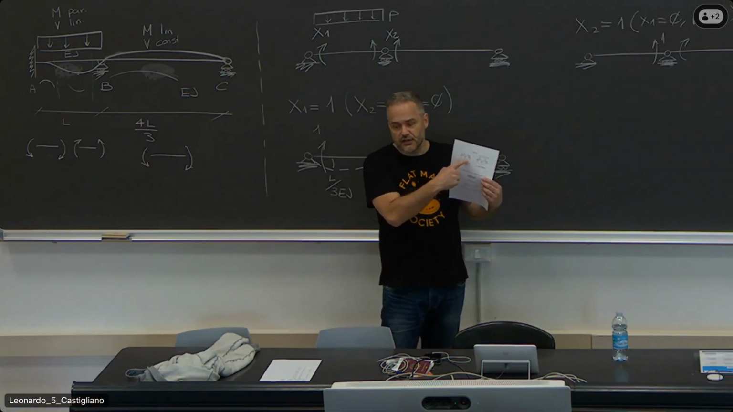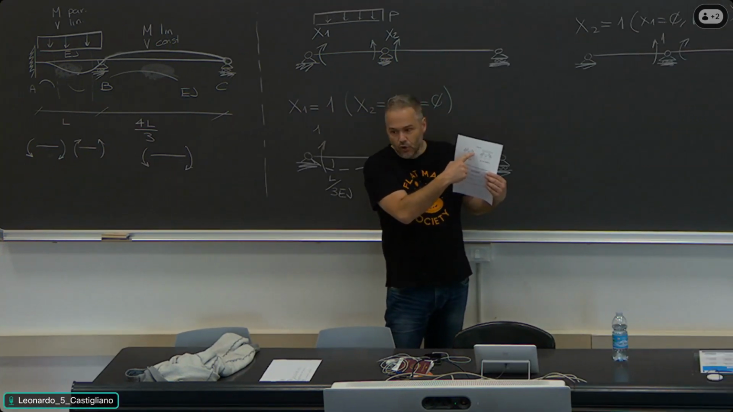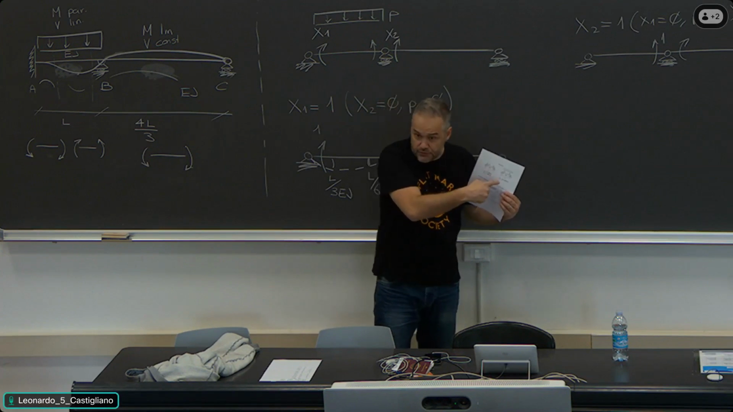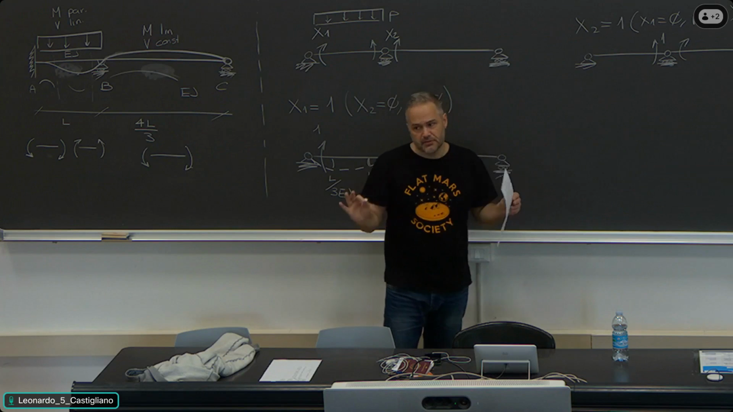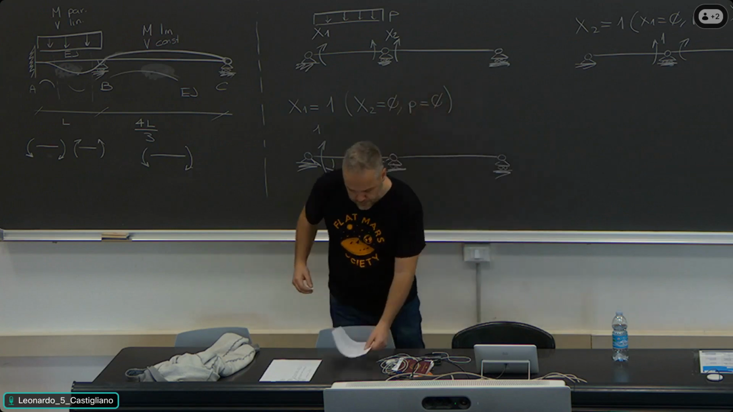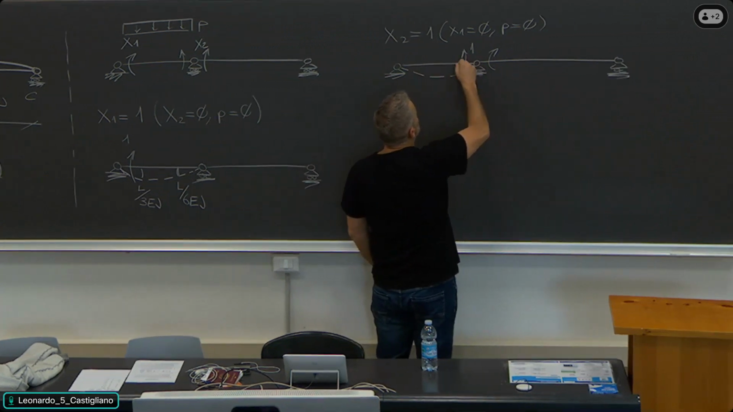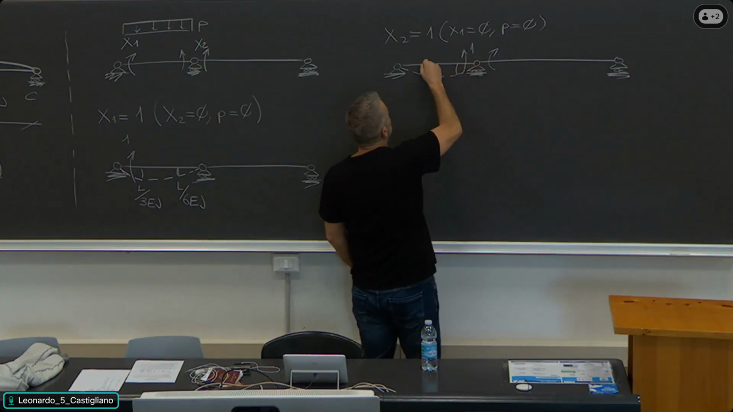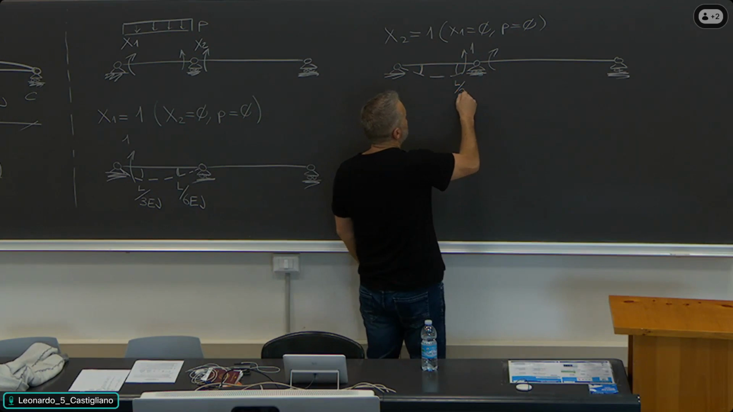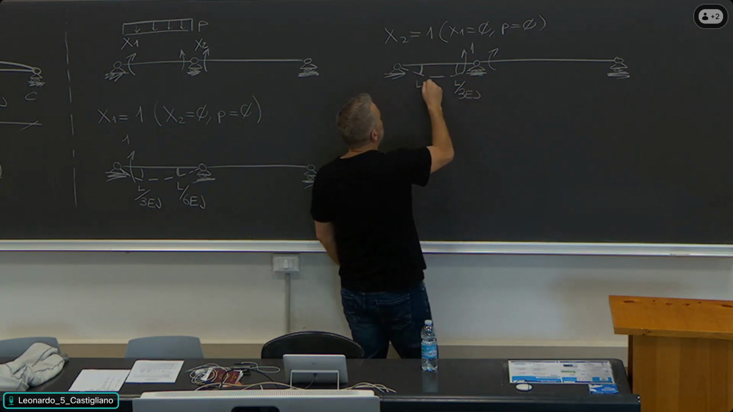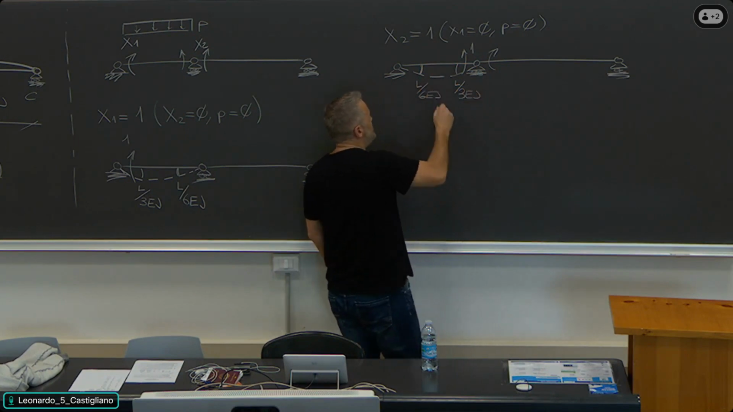These coefficients are not valid only if the moment is applied to the left. They apply in the same way if the moment is applied to the right. Okay? No doubts about it. So, what happens is this. One arch, two arches, L over 3EJ, L over 6EJ.